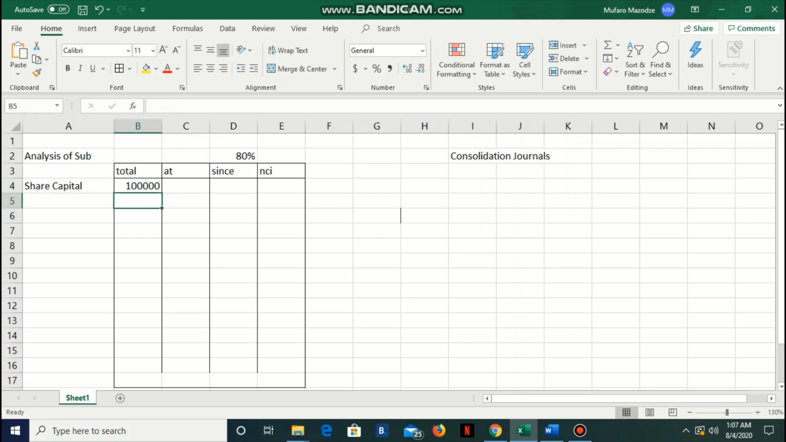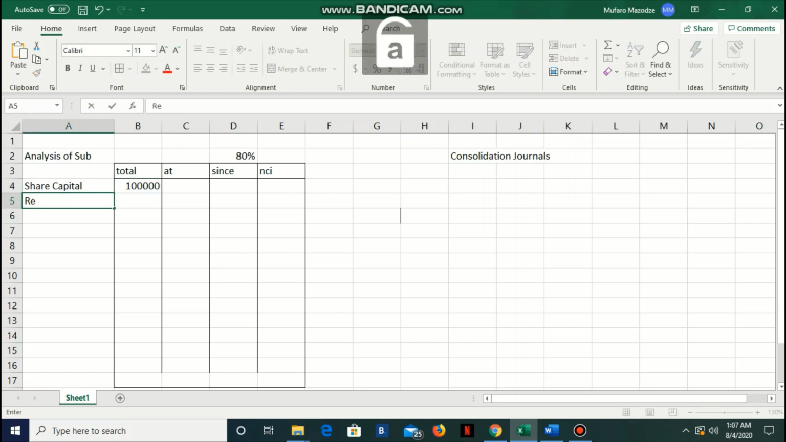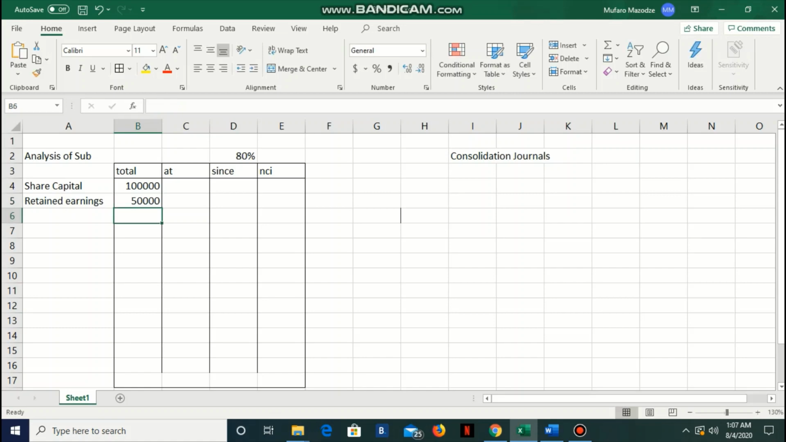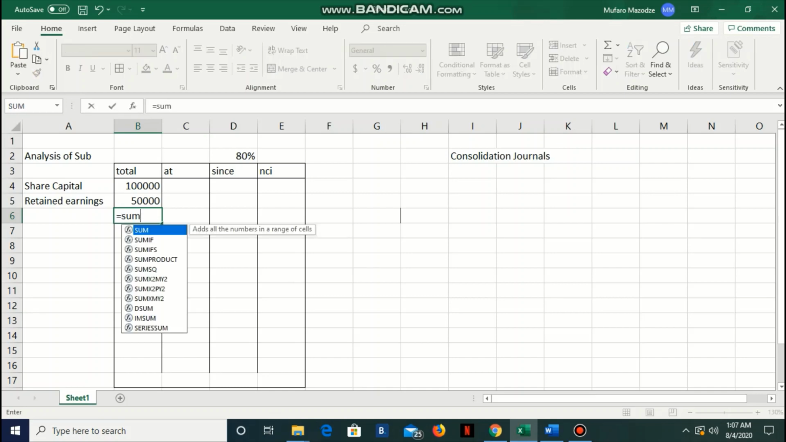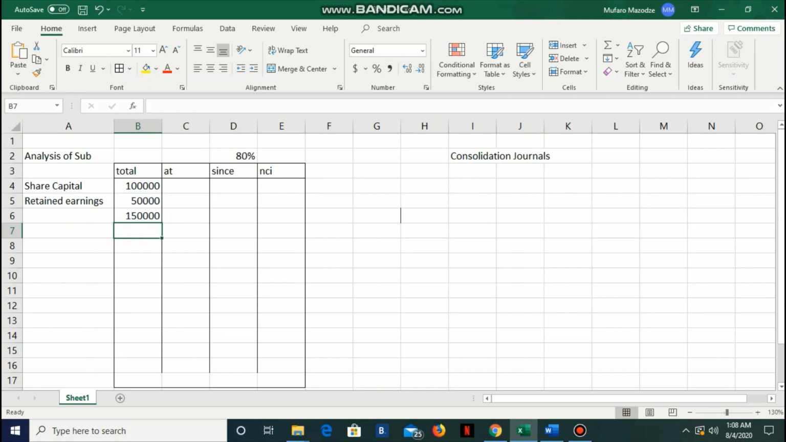And then the retained earnings were 50,000 rand. So this is what happened at acquisition. Obviously at CTA level, this is where your revaluations at acquisition will occur. We don't need to go into that, I'm just giving a basic example. And then what you do after this is you say equals sum, and then you get 150,000.